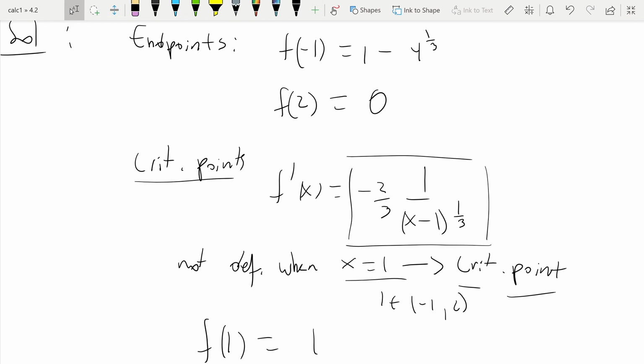And then next time we're going to talk about Rolle's theorem and the mean value theorem. Okay, so we're going to spend some time on that in applications.